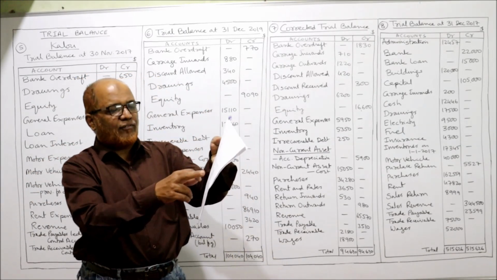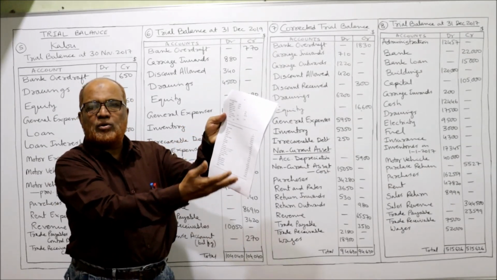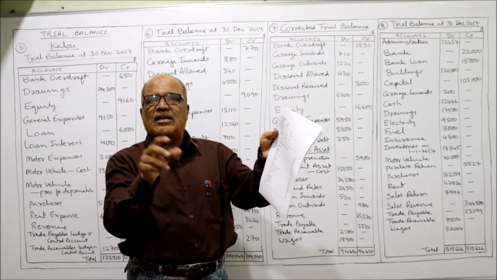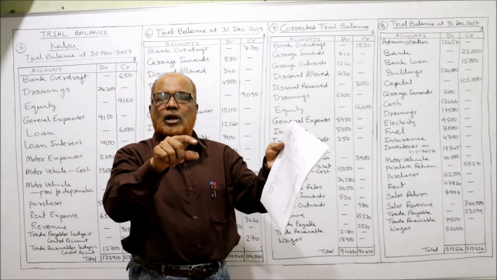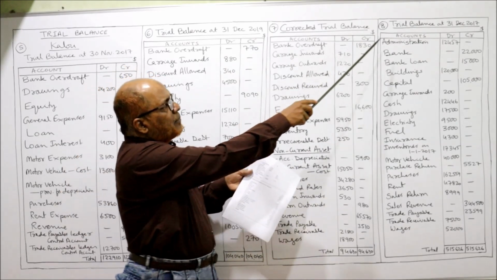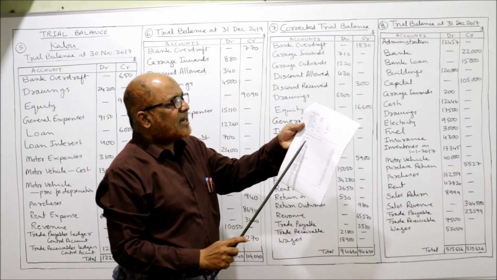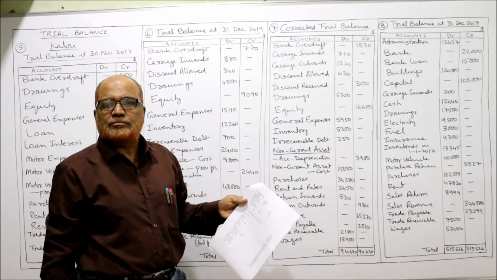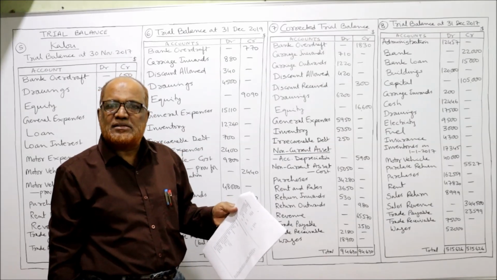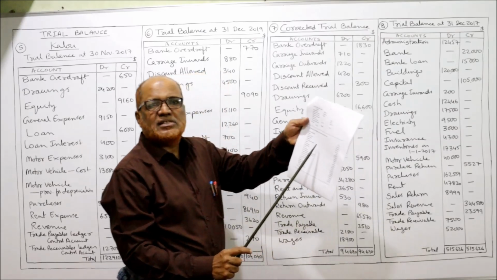Now next problem, problem number 8. Prepare a trial balance from the following. Again, all the accounts are given, balances are given, amounts are given. Now we have to decide which item should be taken in debit column and which item in the credit column. Now first item, trial balance at 31st December 2017. First item, administration. Administration means expenses, debit side. So administration debit column 12,457.